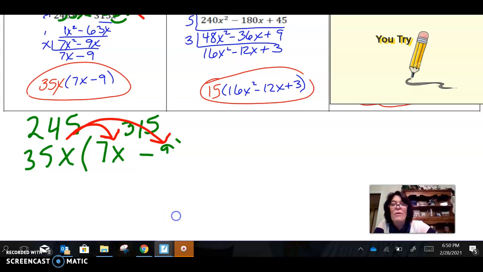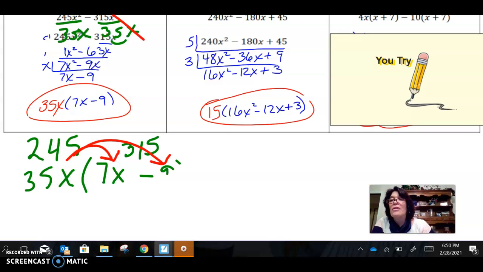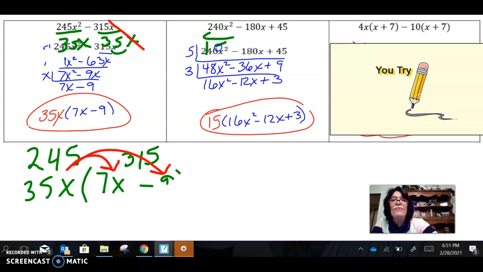There is no common x because there's an x squared and an x, and this one doesn't have any x. You take the smallest exponent, which is no x's. So I take 15 and I divide 15 into each term. 240 divided by 15 is 16, and of course the x squared is still there. 180 divided by 15 is 12. 45 divided by 15 is 3.